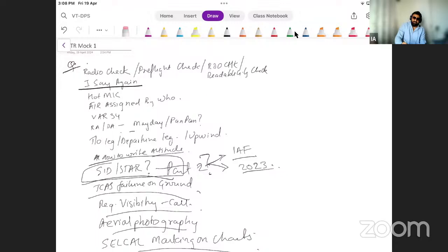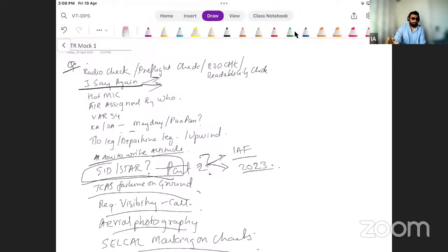Again, tell me, what was the exact doubt about "I say again"? Can you call the next ATC by saying, I say again? Is that what you were asking? No, so the "I say again" doubt was: after I say transmitting blind, after I give the call, at the end, can I write "I say again" into two, or should I write the whole call in the RT log?